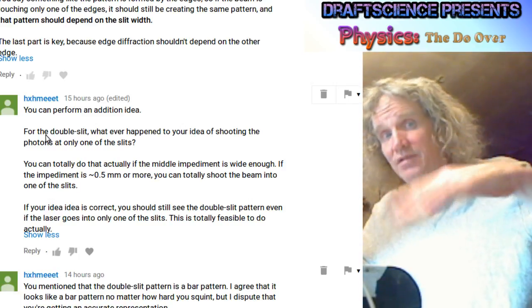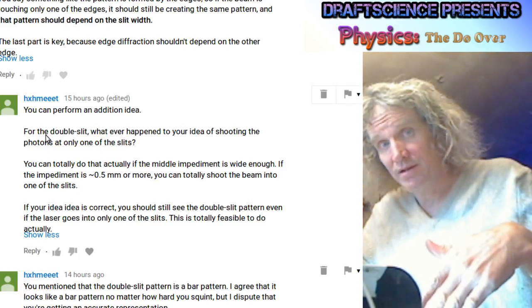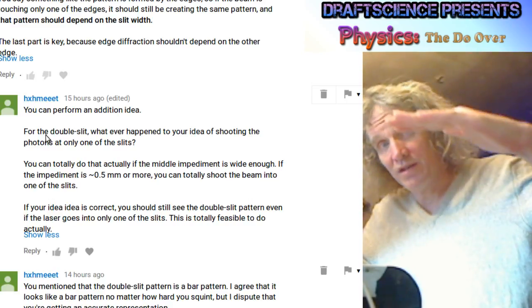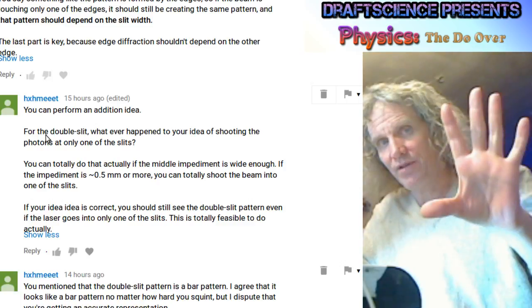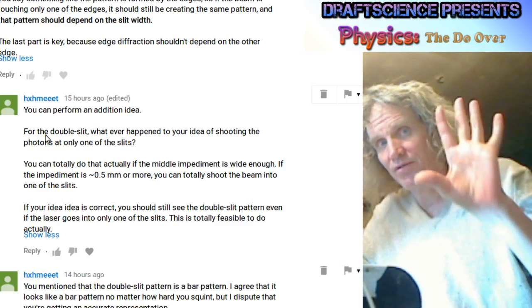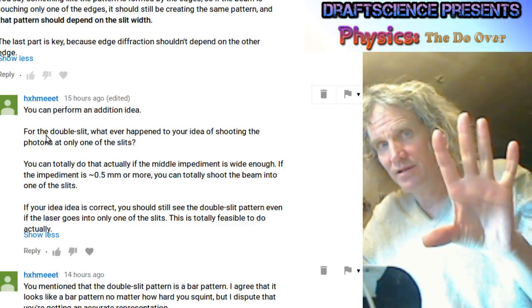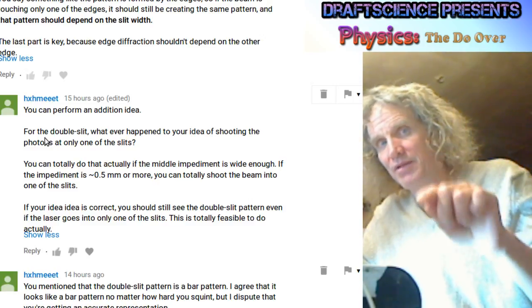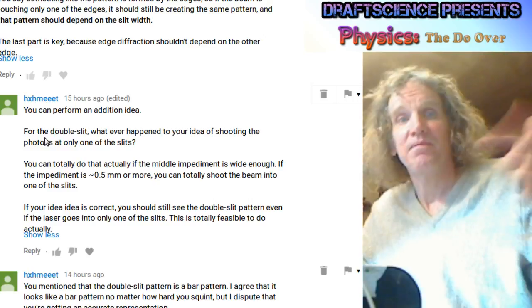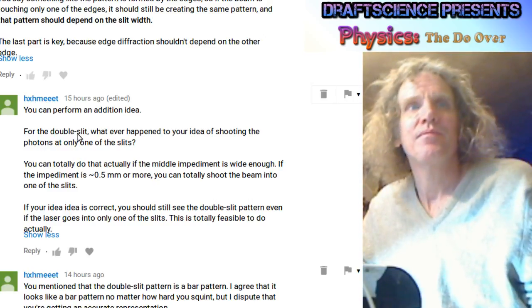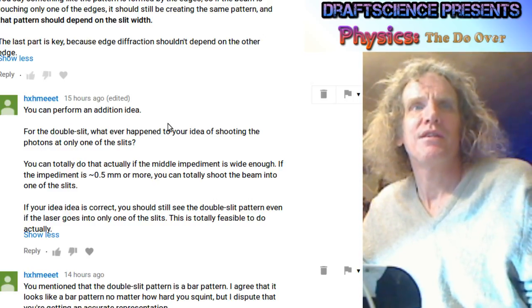Single surfaces don't create pattern. More than one surface creates pattern. So pattern and diffraction are two different things. The diffraction happens from either circumstance. The pattern happens only when you have more than one surface interfering with each other.